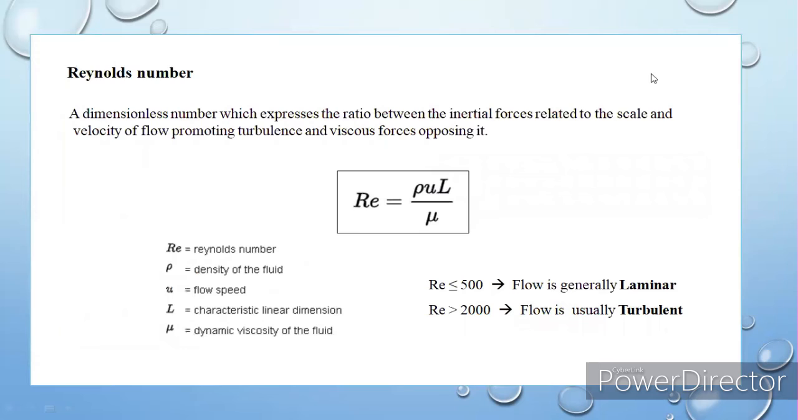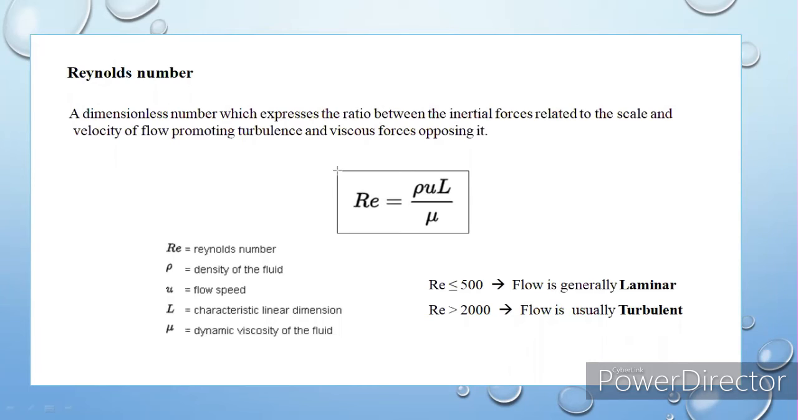Let us see what is Reynolds number. In 1883, Sir Osborne Reynolds reported a classic series of experiments addressing the problems of how laminar flow changes to turbulent flow. The fundamental differences in laminar and turbulent flow arise from the ratio of inertial forces to viscous forces.